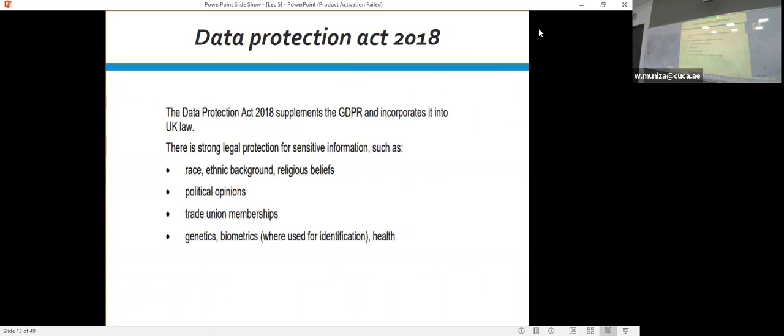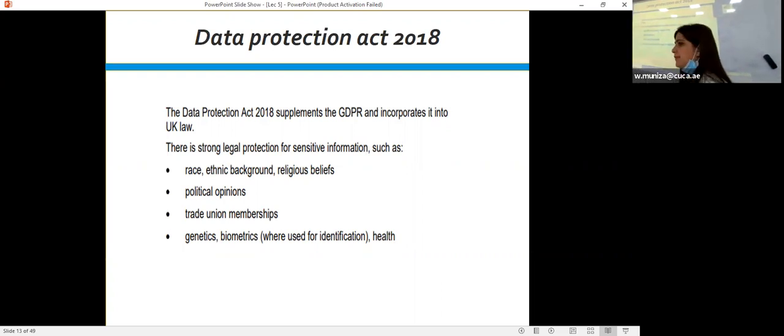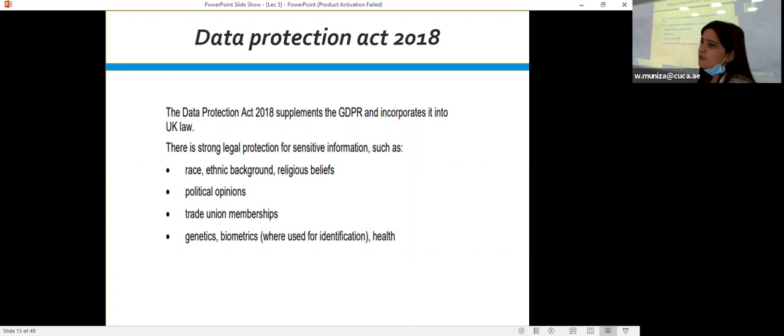Now students, in 2018, together with GDPR, the Data Protection Act also took its place in which country? In the UK. Okay, so the Data Protection Act 2018 is basically part of UK law. They say the Data Protection Act 2018 supplements the GDPR and incorporates it into UK law. What is the meaning of supplementing? That it is taking the general principles from GDPR and then making their own Data Protection Act. That is the Data Protection Act 2018, and this is part of UK law.